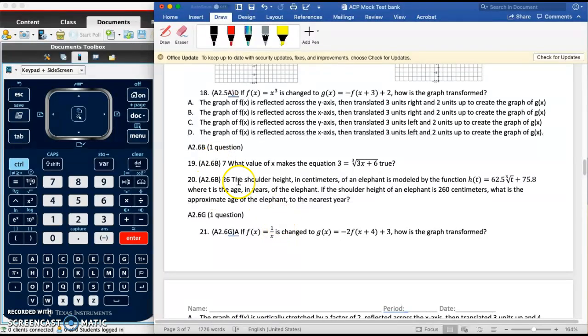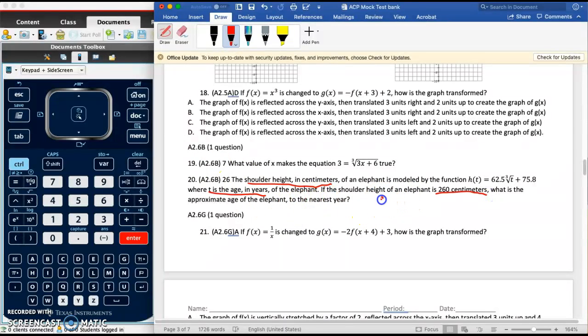All right, so this is the shoulder height in centimeters. This is almost the same exact question from the last test, except we just changed the number. Let me get my pen going. Shoulder height in centimeters of an elephant is modeled by h of t equals 62.5 cube root of t plus 75.8. t is in years of the elephant. If the shoulder height of the elephant is 260 centimeters, what is the age of the elephant, to the nearest year?